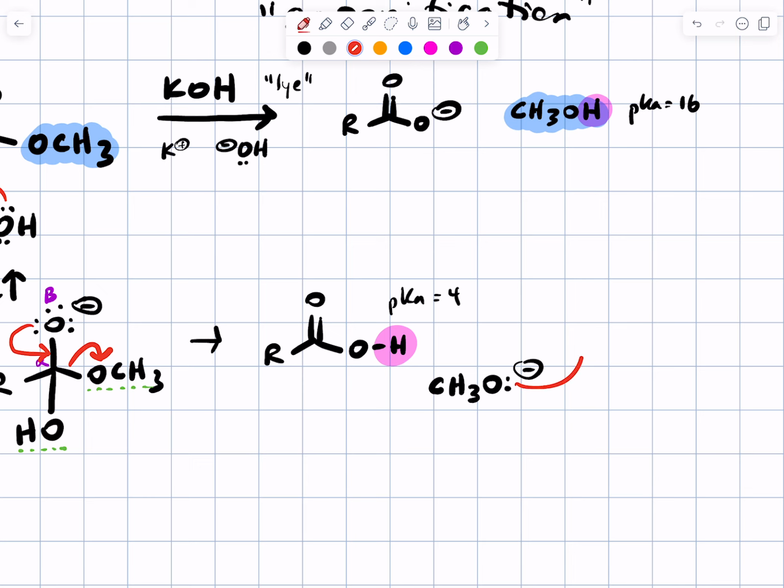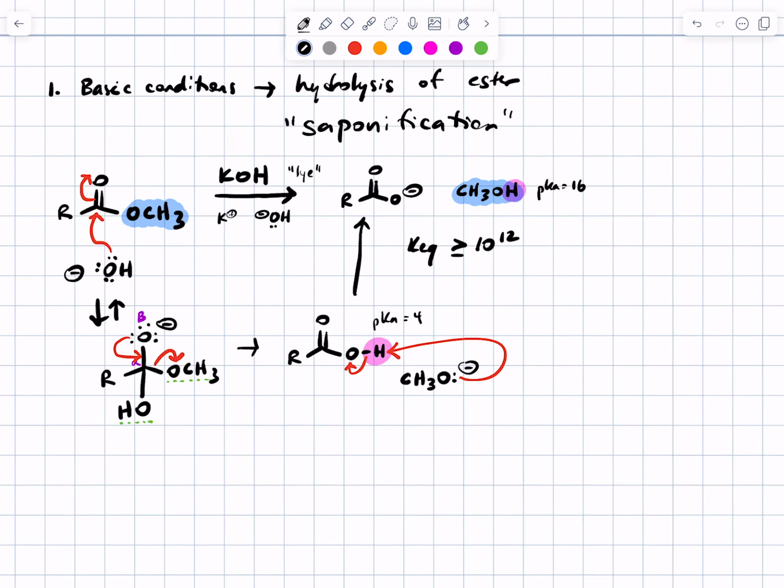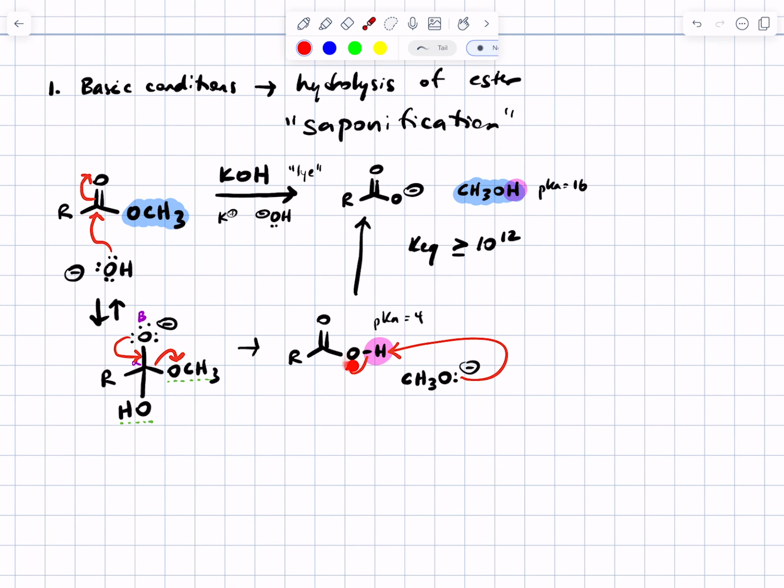What happens at this stage is the thing that just left deprotonates the carboxylic acid. That equilibrium constant is greater than or equal to a factor of 10 to the 12. That's effectively irreversible, all right? Which means that deprotonation of the carboxylic acid is the major downhill in energy step that pushes this reaction forward to products. Okay? Any questions about that?